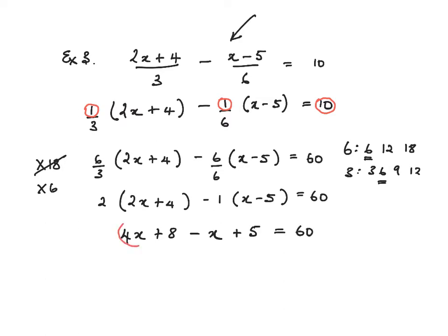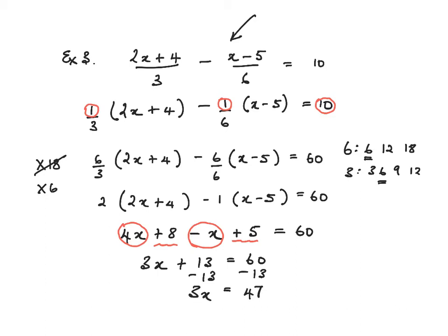So we've got 4x and a minus 1x, and we've got an 8 and a 5. 4x take away 1x is 3x. 8 plus 5 is 13. Subtract 13 from both sides, and that gives us 47 equals 3x. And if we divide by 3, x equals 47 over 3.